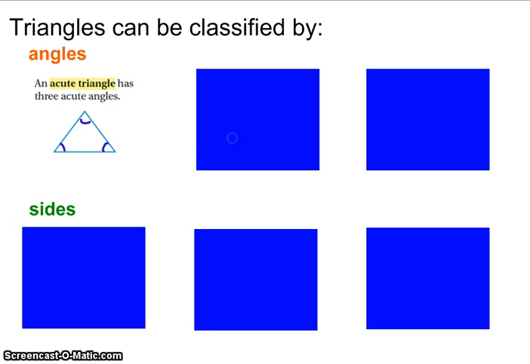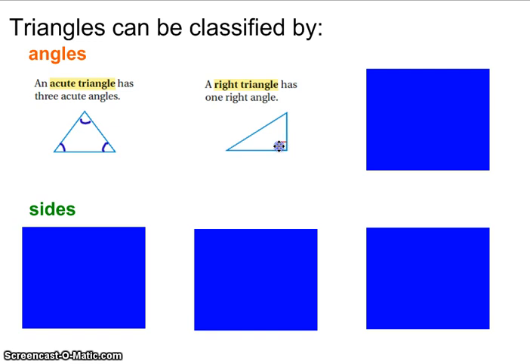The next one we're going to talk about is a right triangle. You'll see a right angle, and it will only have one right angle. And again, all triangles have at least two acute angles, so the other two angles are going to be acute. When it has one right angle, it's a right triangle.